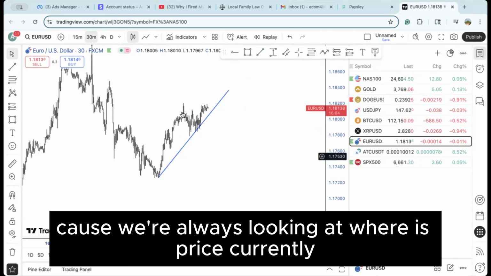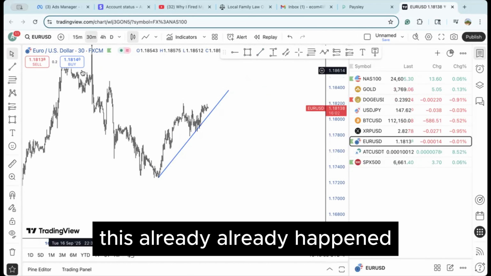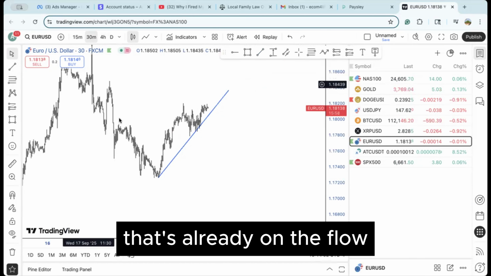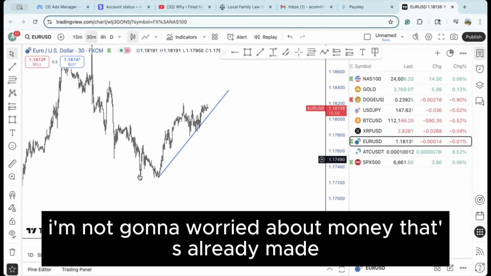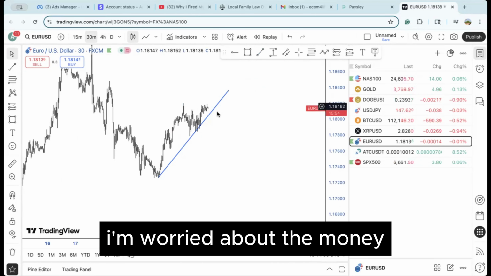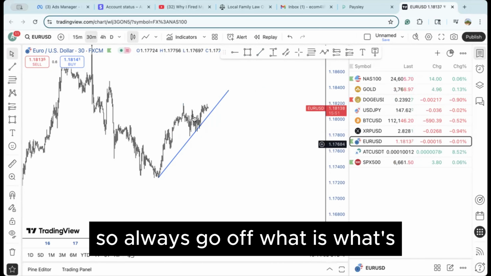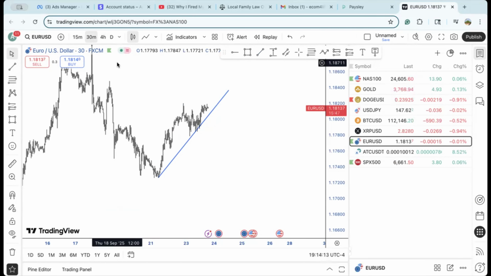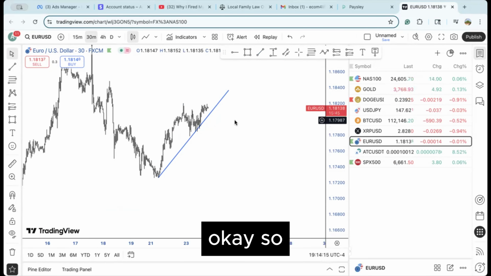Because we're always looking at where price currently is. This already happened, so I'm not gonna worry about spoiled milk. I'm not gonna worry about money that's already made. I'm worried about the money that I'm trying to make right now. So I always go off what's the current flow, you know what I mean?